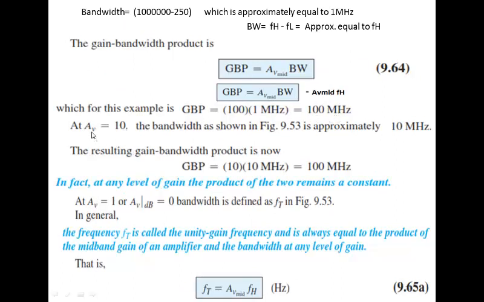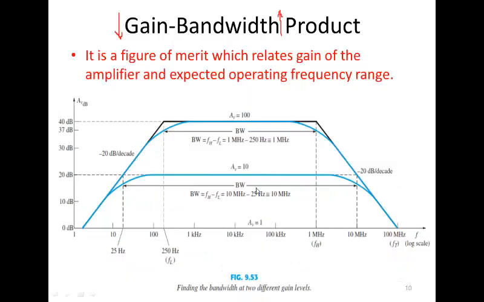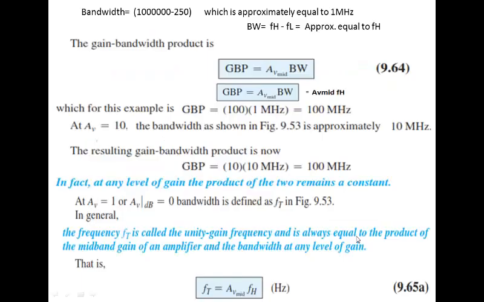Now at a gain of 10, the bandwidth as shown in figure 9.53 is approximately equal to 10 megahertz. If gain is 10 now, then fH would become 10 megahertz. So gain bandwidth product would be 10 into 10 mega, which is 100 megahertz. So the gain bandwidth product would remain constant. In fact, at any level of gain, the product of the two remains a constant.